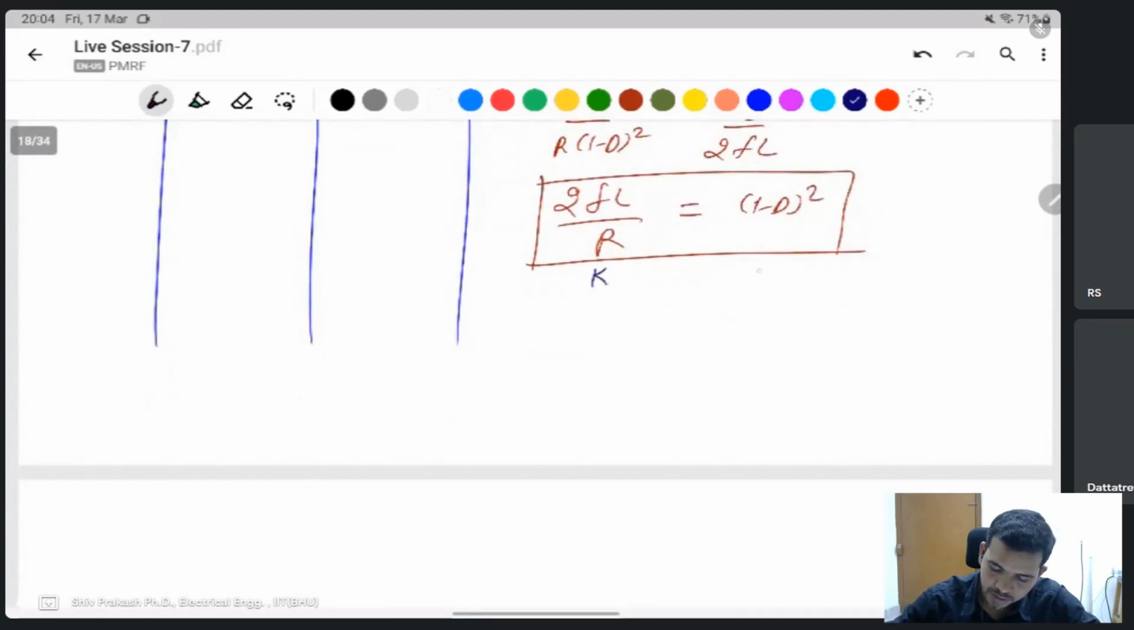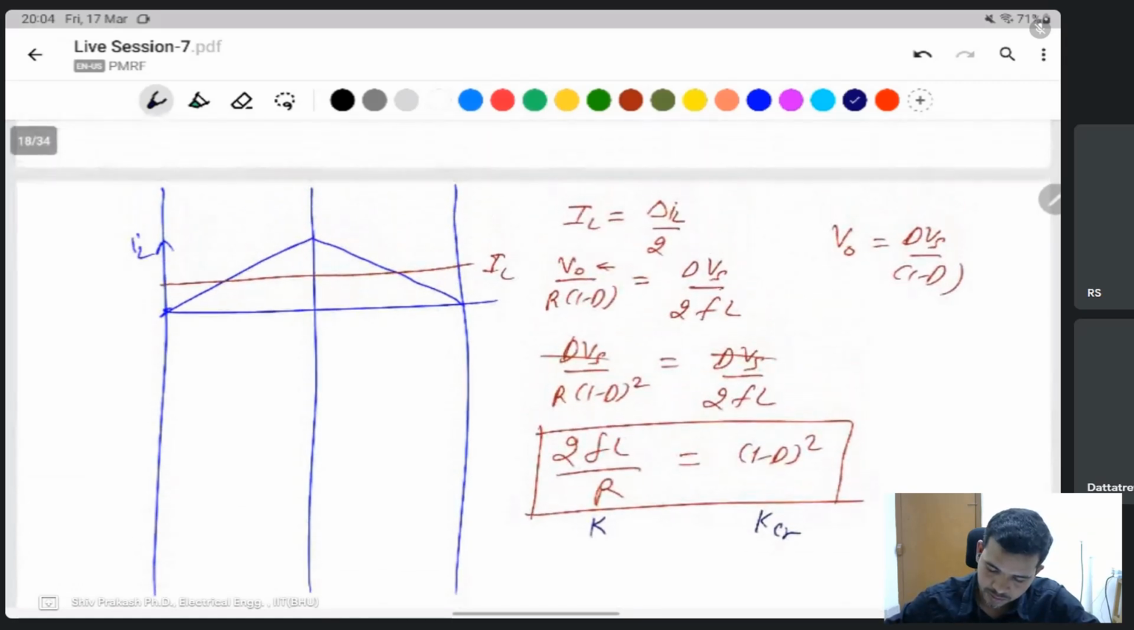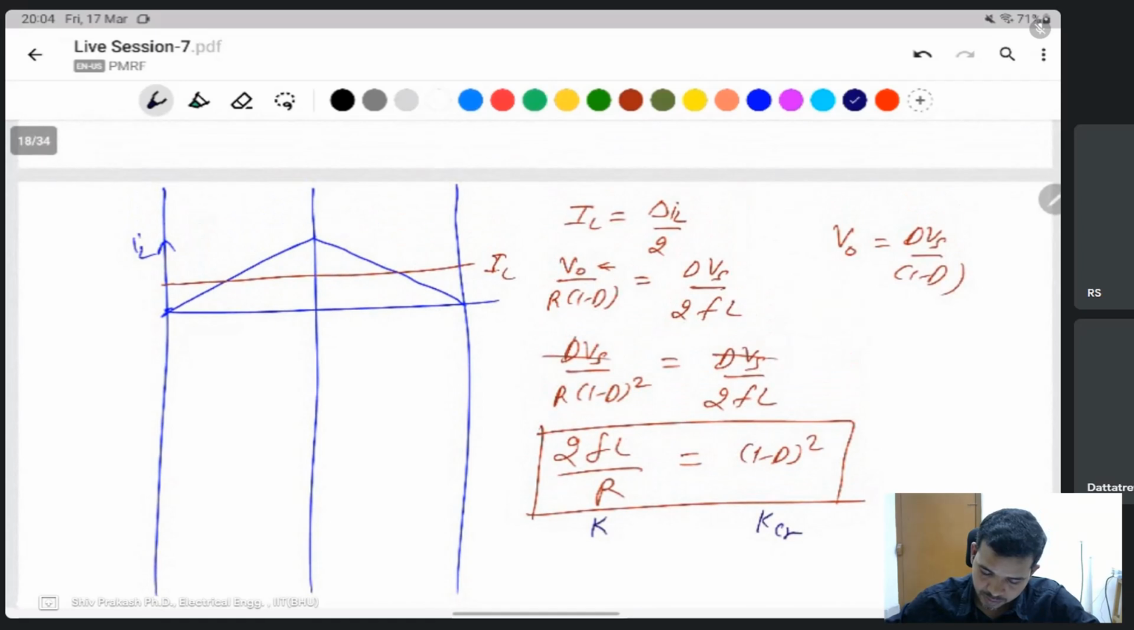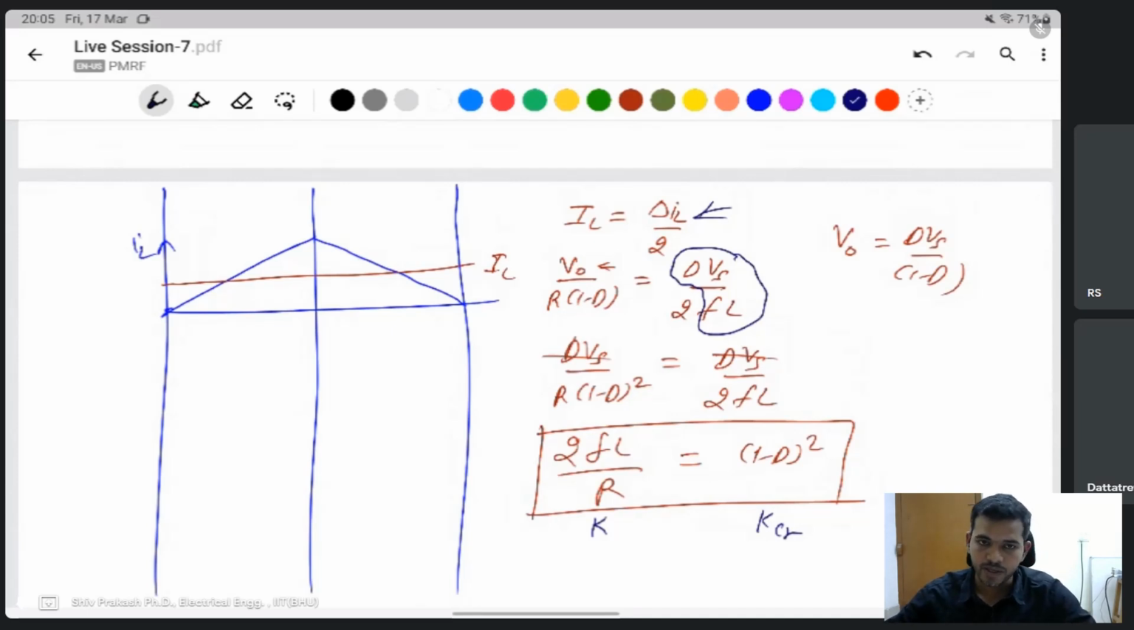Sir, one second. Can we go to the previous step? V0 divided by R into (1 minus D) is equal to dVs divided by 2fL. Yes, dVs divided by fL is the delta IL, so delta IL divided by 2. The average current of the inductor is half of the ripple current. Okay, that is true.